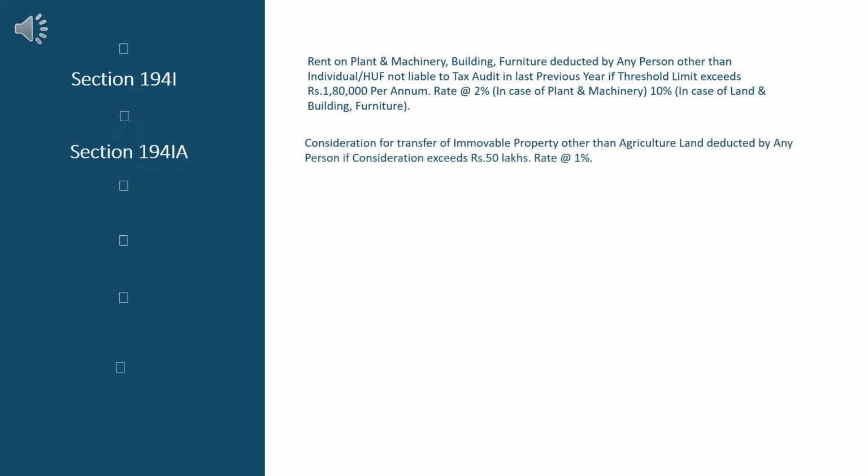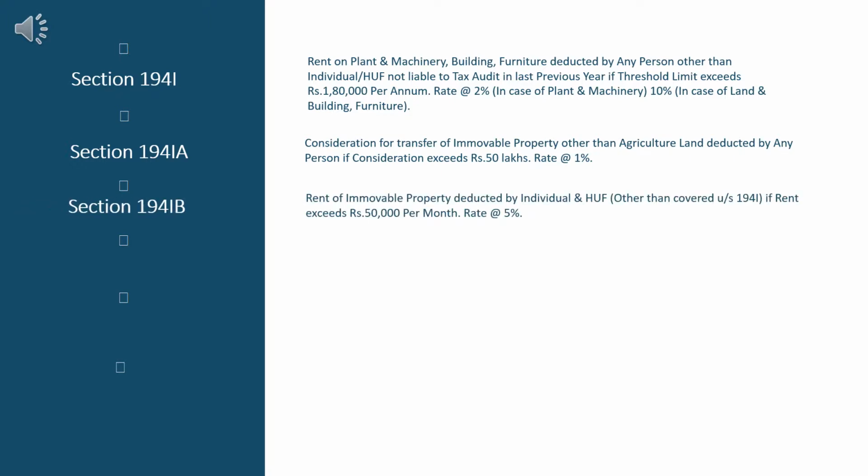Section 194IA. Consideration for transfer of immovable property other than agriculture land. Tax to be deducted by any person, if consideration exceeds rupees 50 lakhs. Tax rate at 1%. Section 194IB. Rent of immovable property. Tax to be deducted by individual and HUF, other than covered under Section 194I, if rent amount exceeds rupees 50,000 per month.